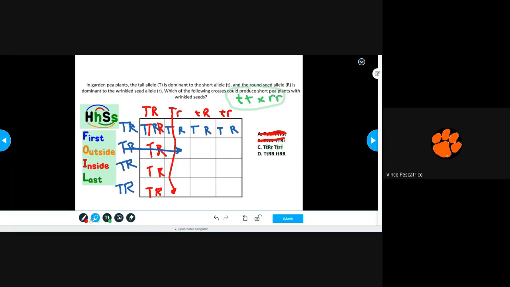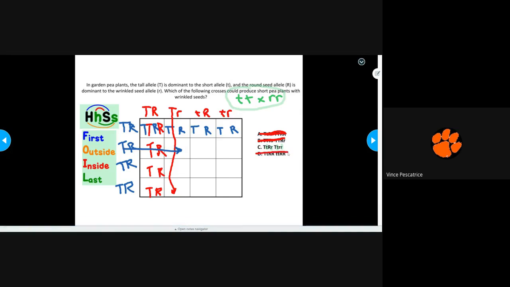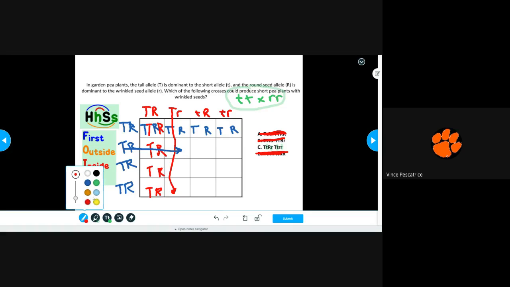All right, and then let's look at D. You have the possibility for T because you have a lowercase r here and a lowercase t, lowercase t. But if you look at the R's, you have 2 homozygous dominant pairings, meaning that it's impossible to produce this homozygous recessive pairing that we're asked to find. So it cannot be D. So the correct answer is C.